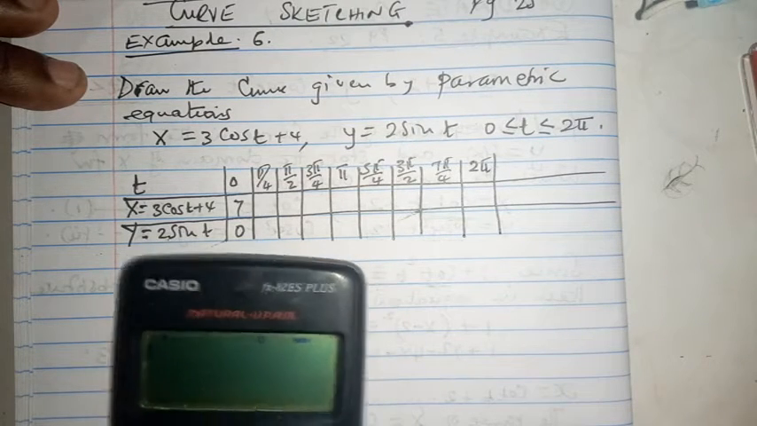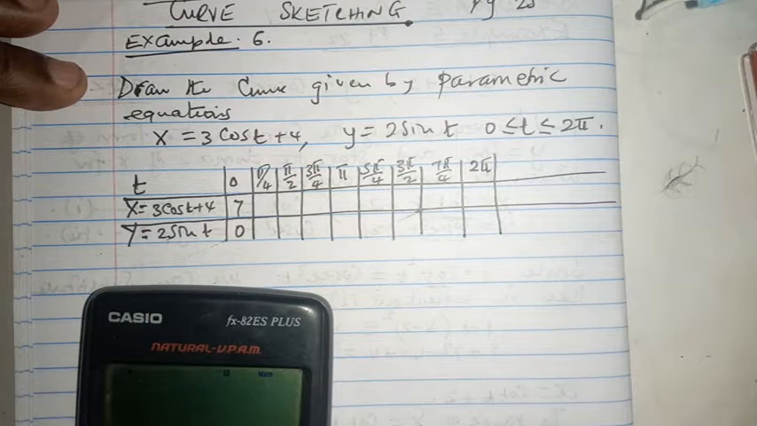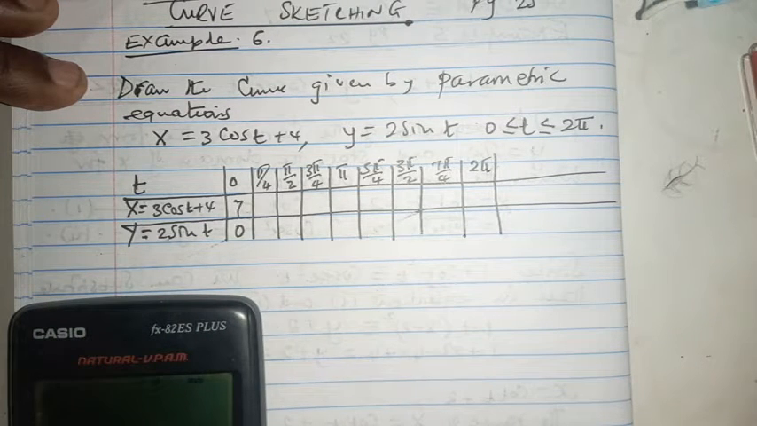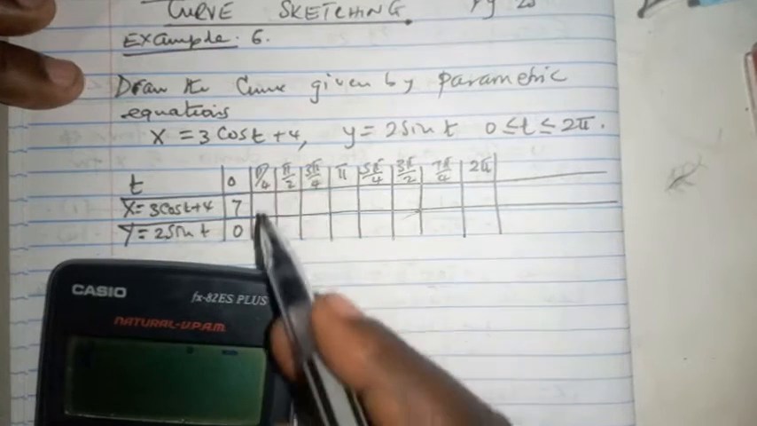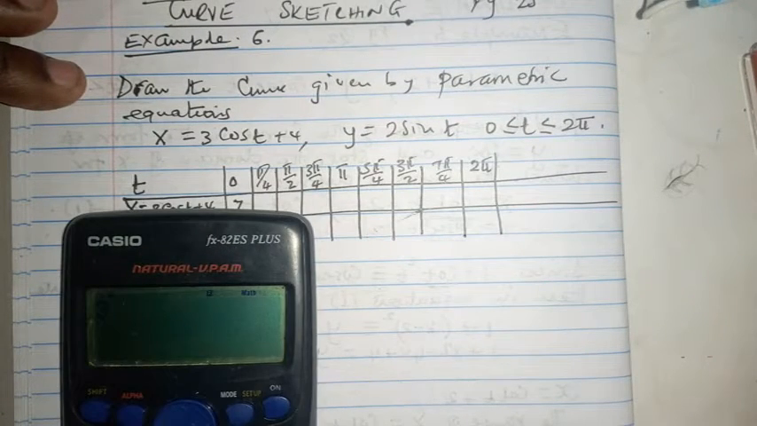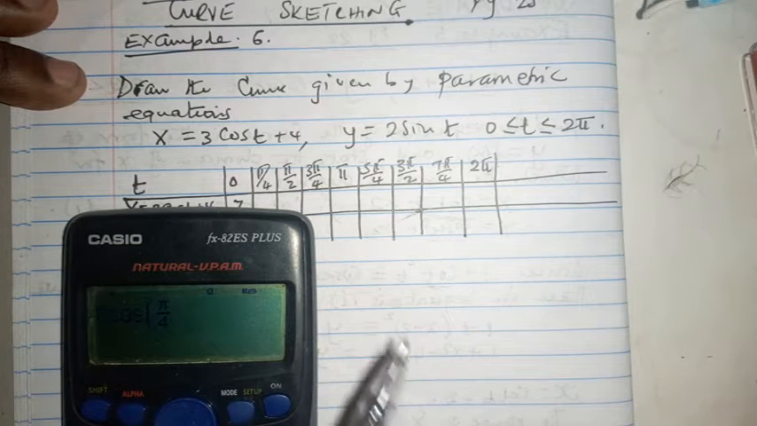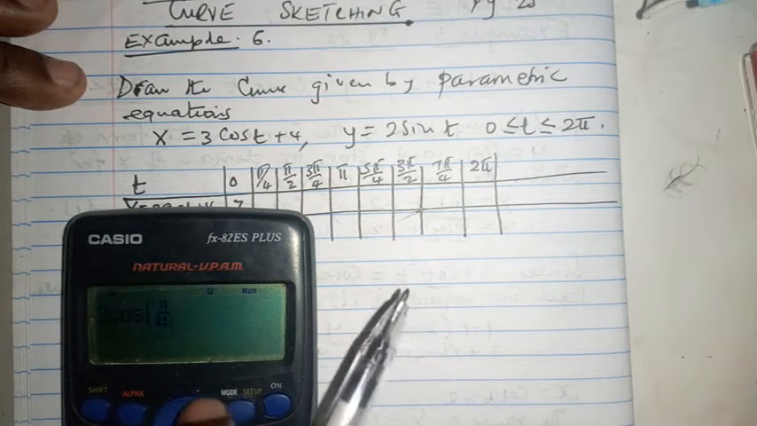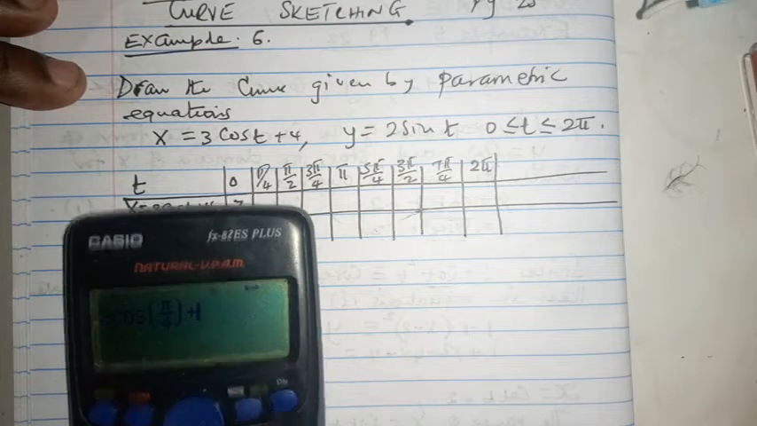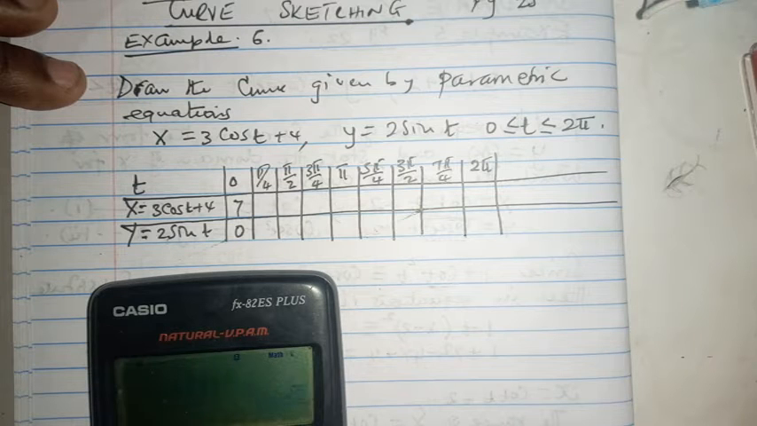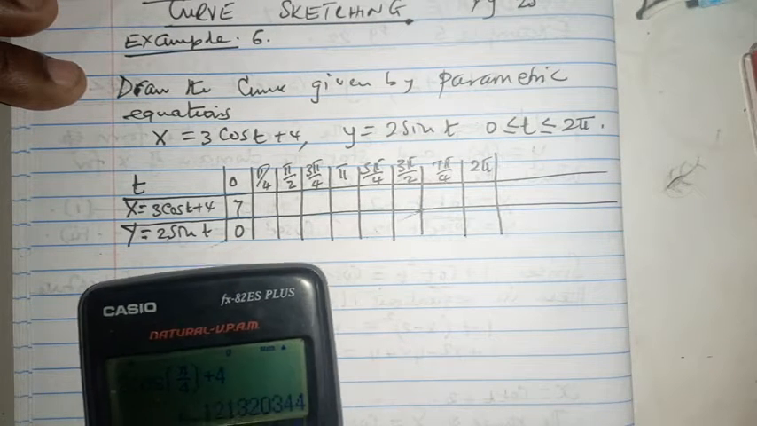So our work here is just to play around with the calculator. The value of x when t is pi over 4 is 3 cos(pi divided by 4) plus 4, and you will find this is 6.12.